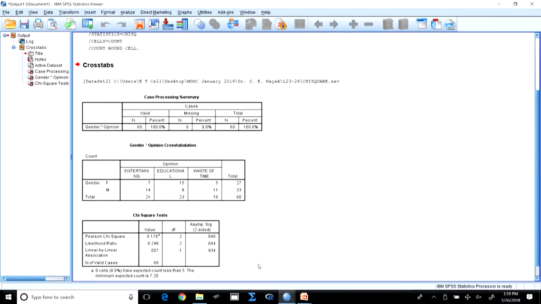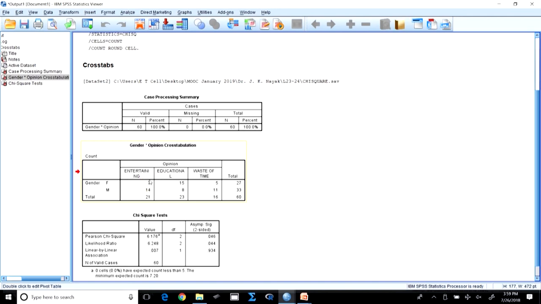The case processing summary says N is 60, so there are no missing values, 100%. In the gender-opinion crosstabulation, females who said entertaining are 7, males 14, so total 21. Educational 15 and 8, total 23. Waste of time 5 and 11, total 16, right. Total females were 27, total males are 33. The total with entertaining opinion is 21, educational 23 and waste of time 16.